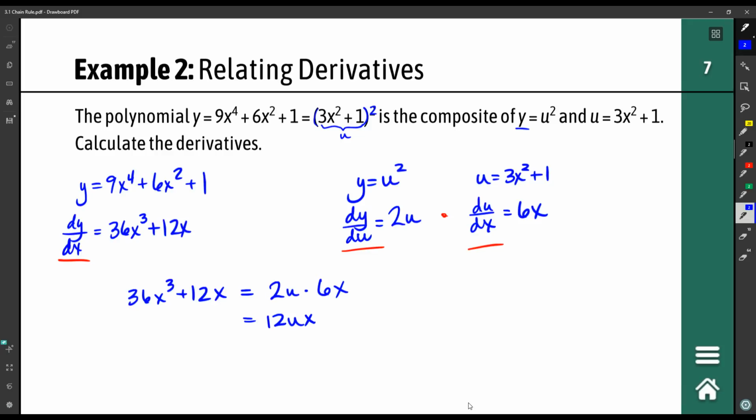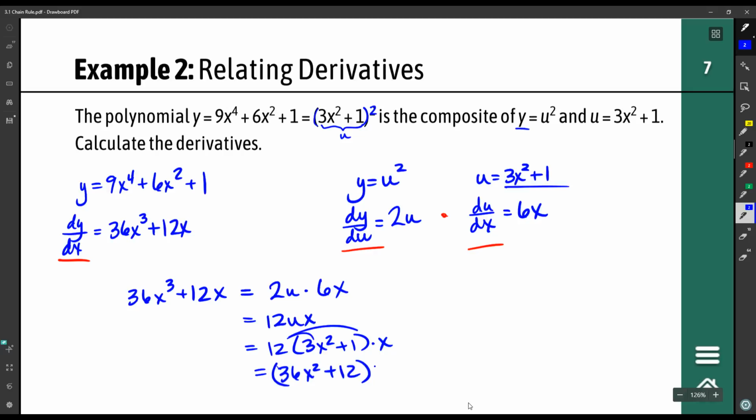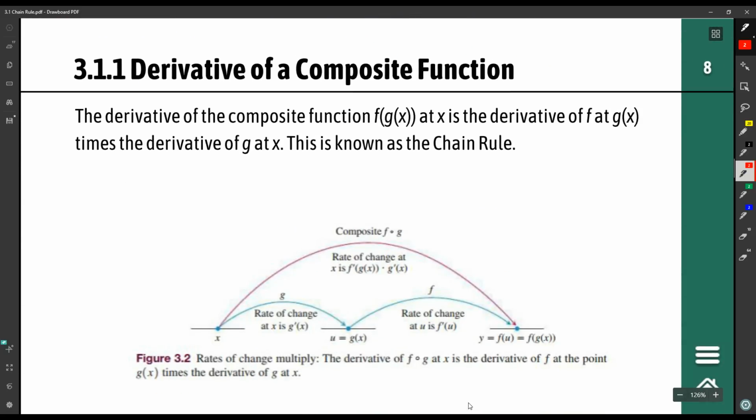Well, I remember that from my original declarations, 3x squared plus 1 can be replaced with u. So we have 12 times 3x squared plus 1 times an x. We can distribute the 12, and that's 36x squared plus 12 times an x. And then if we distribute the x, guess what we have? 36x cubed plus 12x. It looks like our conjecture is right, that dy dx is equal to dy du times du dx. So we move forward.